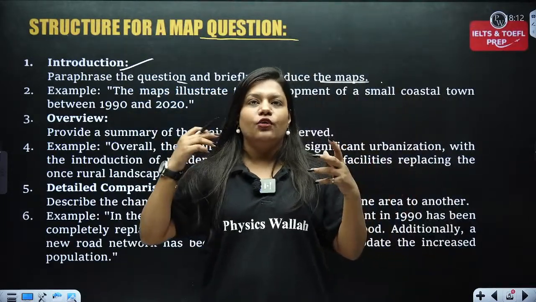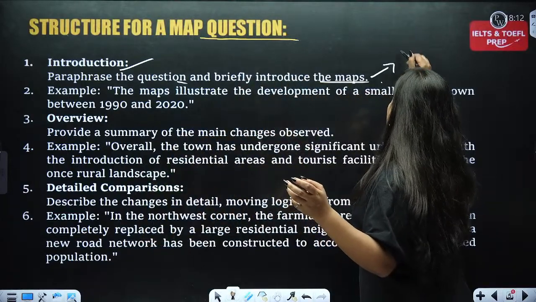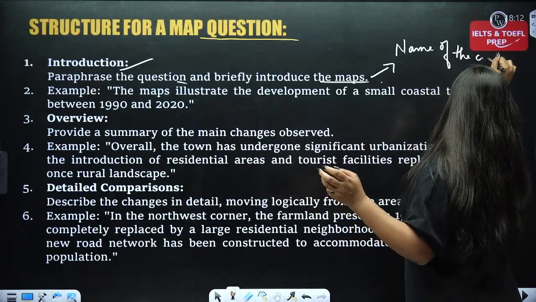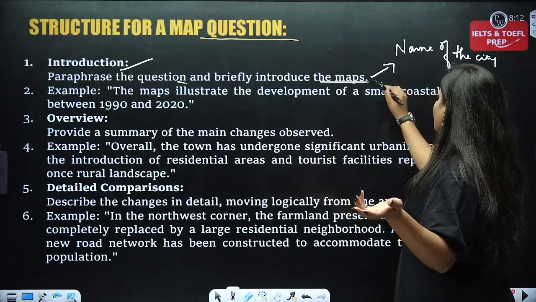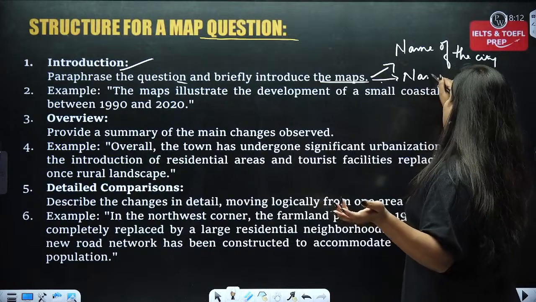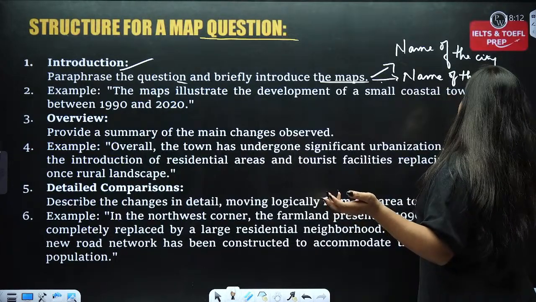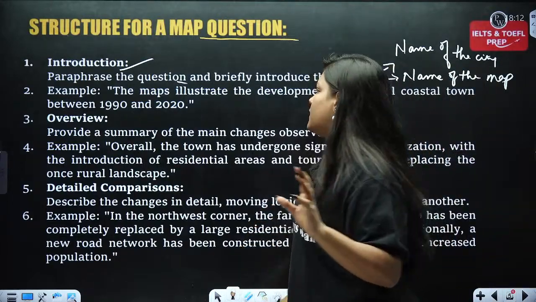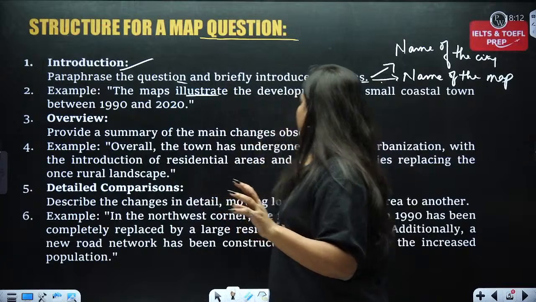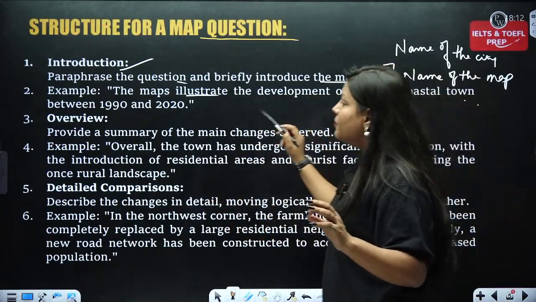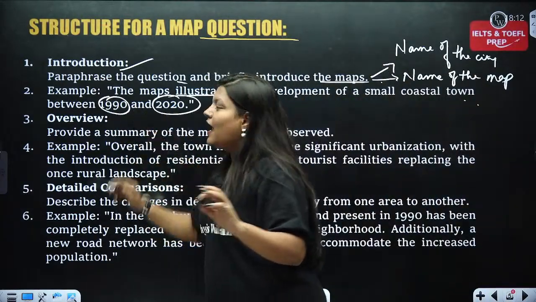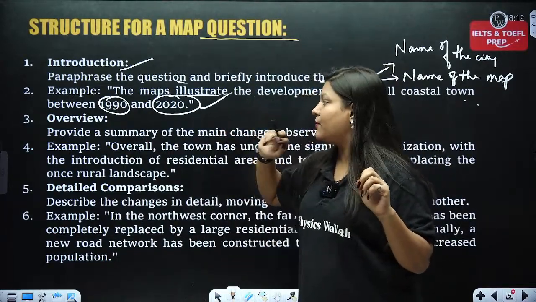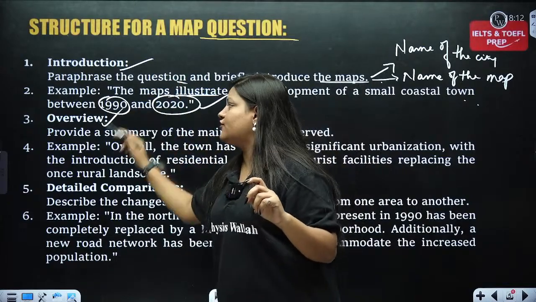Okay. So there are going to be times where there is going to be the name of the city, or there are going to be times where the name of the map is going to be there. So if it is mentioned in the question, fair enough, you can mention it in your answer as well. Okay. For example, the maps illustrate the development of a small coastal town between 1990 and 2020. I told you, because there are going to be 2 time zones mentioned in the map. Now, done with the introduction, now let's talk about the overview.